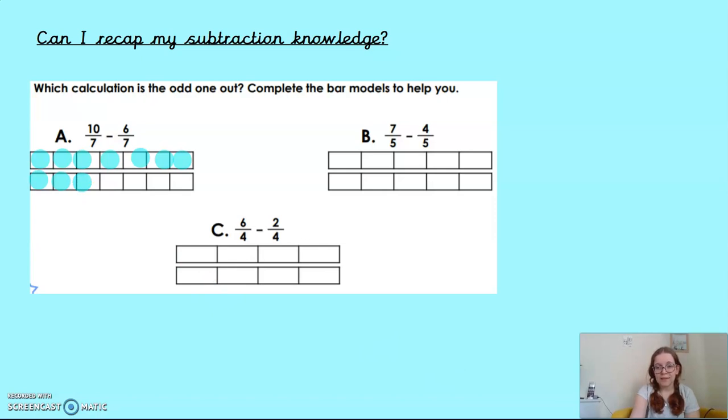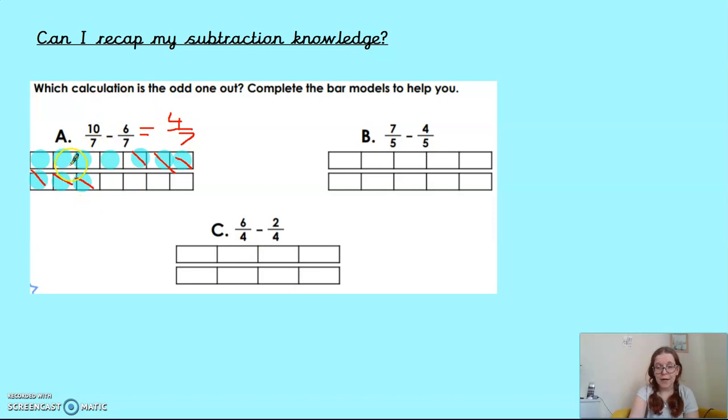Then what I'm going to do is I'm going to get my pen and I need to take away 6 sevenths. So I'm going to cross out 6 sevenths and I'm going to start over here because that will help me keep track. 1, 2, 3, 4, 5, 6. Okay, now I can count how many parts, how many sevenths I've got left behind. How many have I got left? I've got 4 sevenths. And I'm going to put that in there.